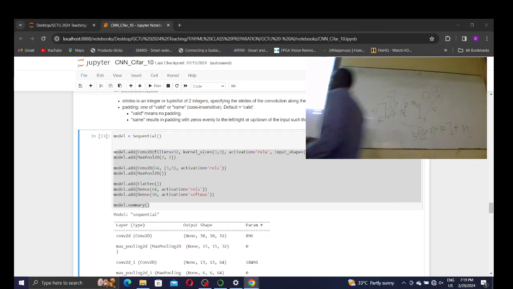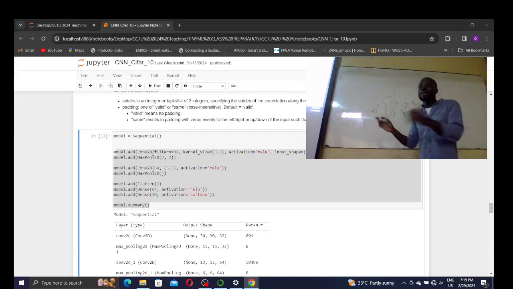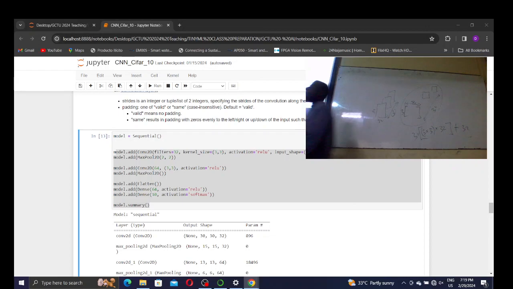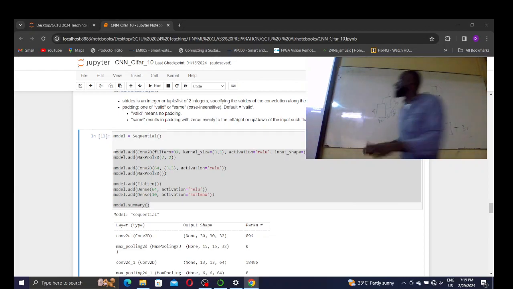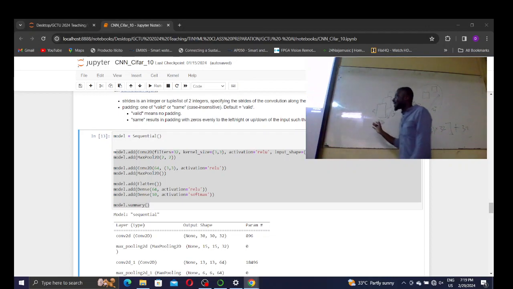And then this one, exactly the same: 15 minus 3. Here we define again that our kernels are 3 by 3, so 15 minus 3 plus 1 again. And then the number of filters will determine the number of images I get. So it will be 15 by 15 by 64 because we have 64 filters there. Have you seen it? You see how easy that is.